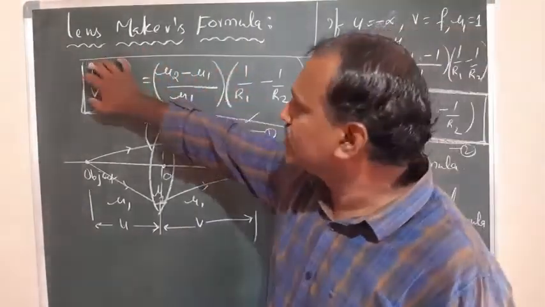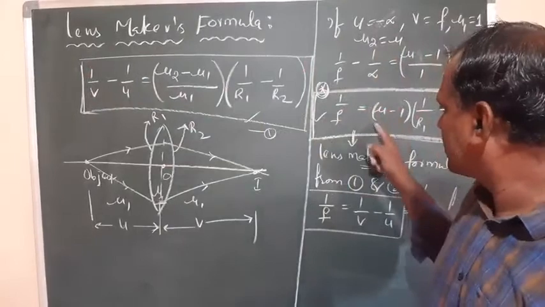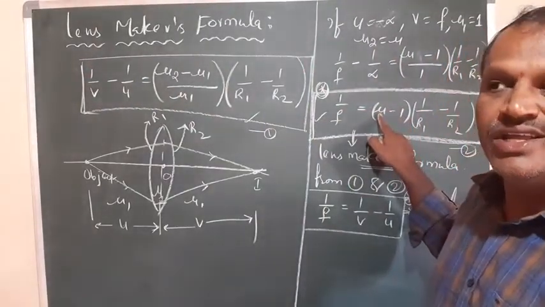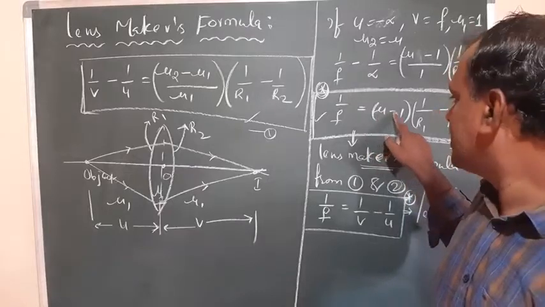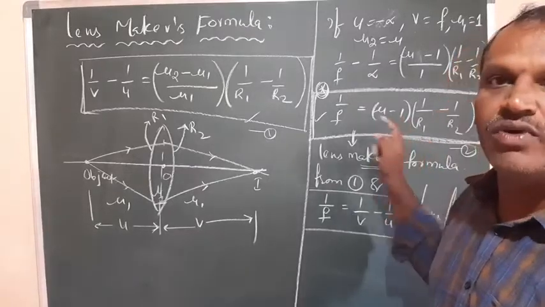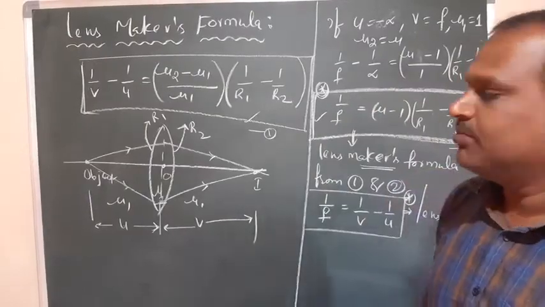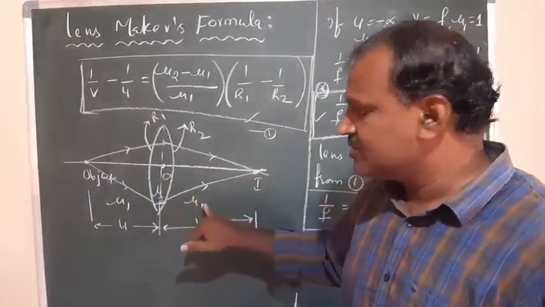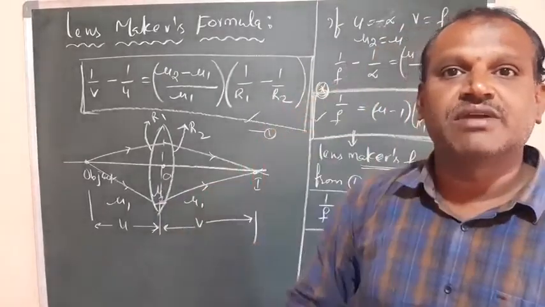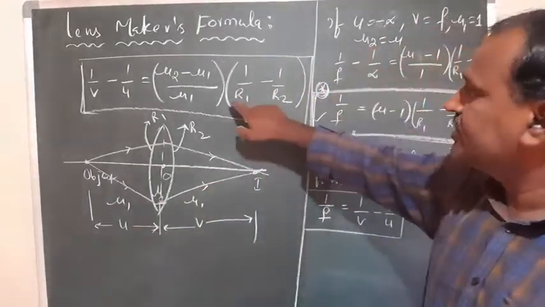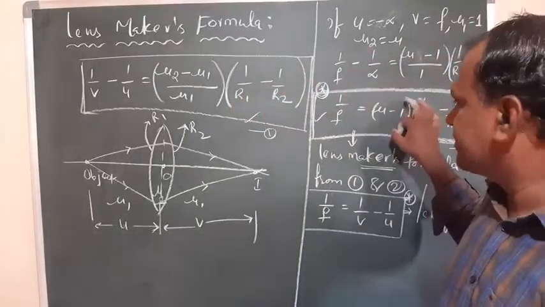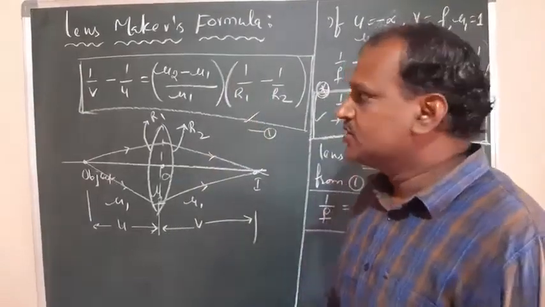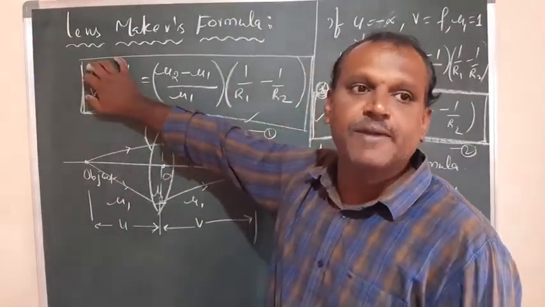So in place of this you can write 1 by f. But here, not mu minus 1, you have to write mu g, the refractive index of glass, minus the refractive index of water, upon the refractive index of water. So depending upon the medium outside the lens, you have to apply that. But here I am taking the medium outside the lens as free space, mu1 equal to 1, so I modify this equation into this form. This equation is called the Lensmaker formula, and the actual formula is this one. In place of this I can put 1 by f.